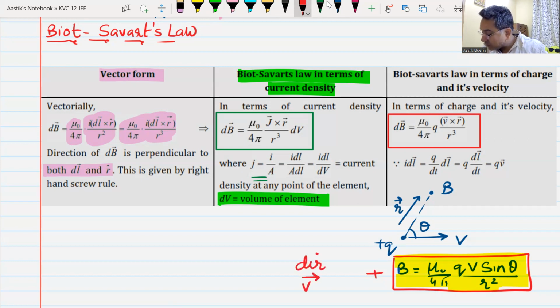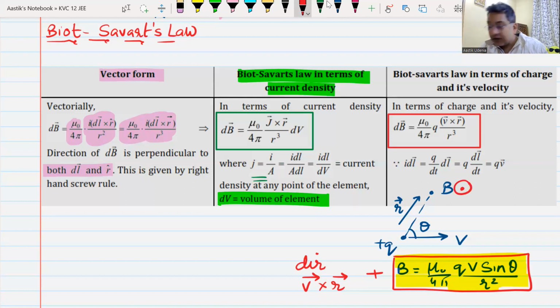I do the cross product of V with R. Do we understand this? So here V is going like this and R is like this. So your magnetic field will be coming towards you. Do we understand this?